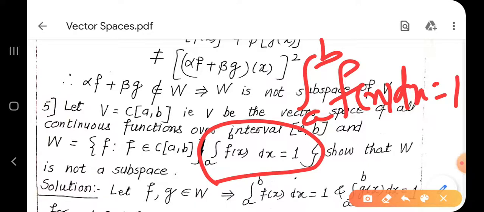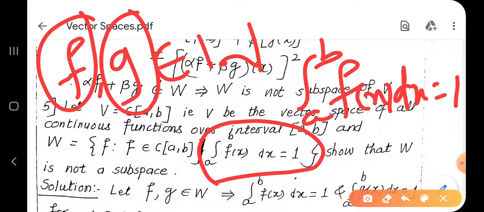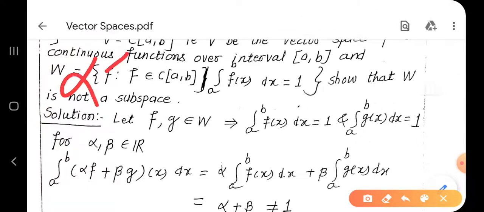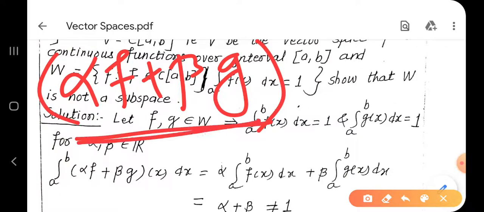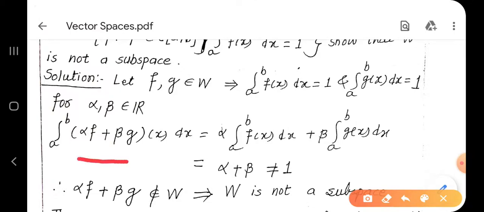If I take two functions f and g, then f and g belong to W. It indicates that the integration of f and the integration of g is 1. Both have integration 1. Correct? Now check for αf + βg. This also must have integration 1, then we can say that it belongs to W. Correct? So let us try. Take the integral from a to b of (αf + βg)(x). Multiply x inside and separate the integral at the addition sign.